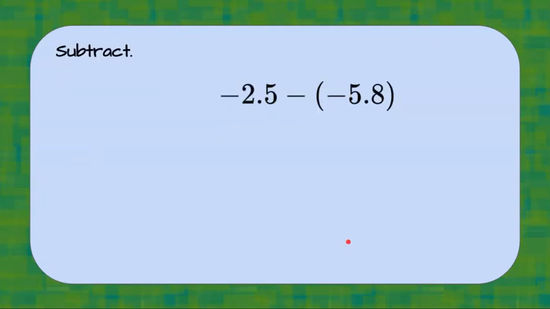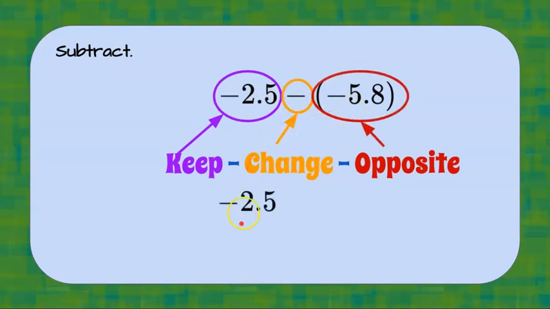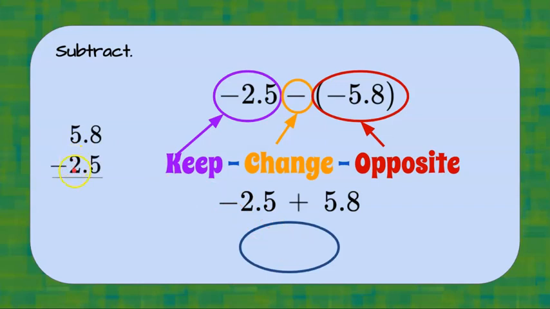Try this one. Go ahead and pause. Welcome back. So keep -2.5, add the opposite of -5.8. So -2.5, add positive 5.8. I have two different signed values. The larger absolute value is 5.8, which is positive, so my answer will be positive. We're going to take our larger absolute value, 5.8, subtract our smaller, 8 subtract 5 is 3. Bring down your decimal point, 5 subtract 2 is 3. My answer is positive 3.3.